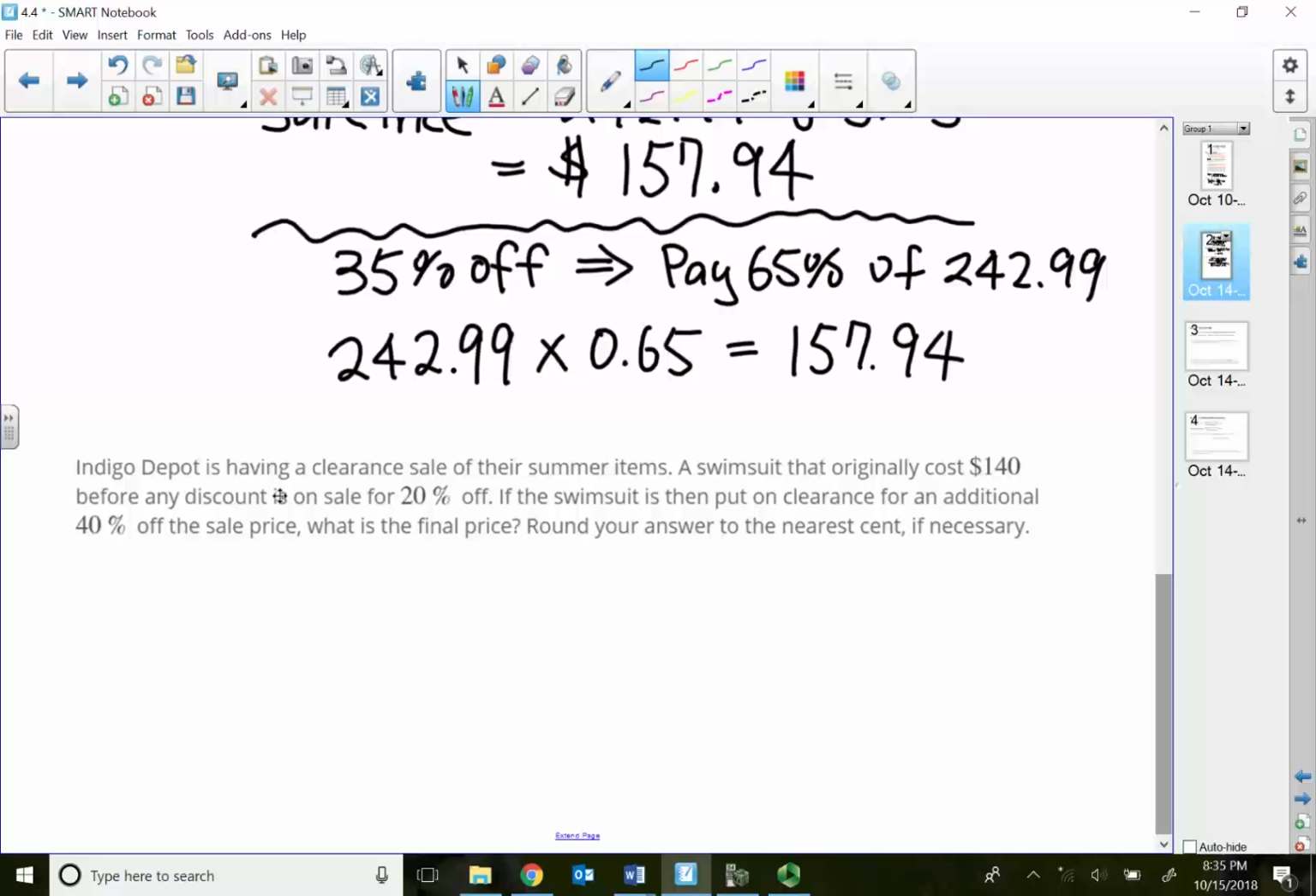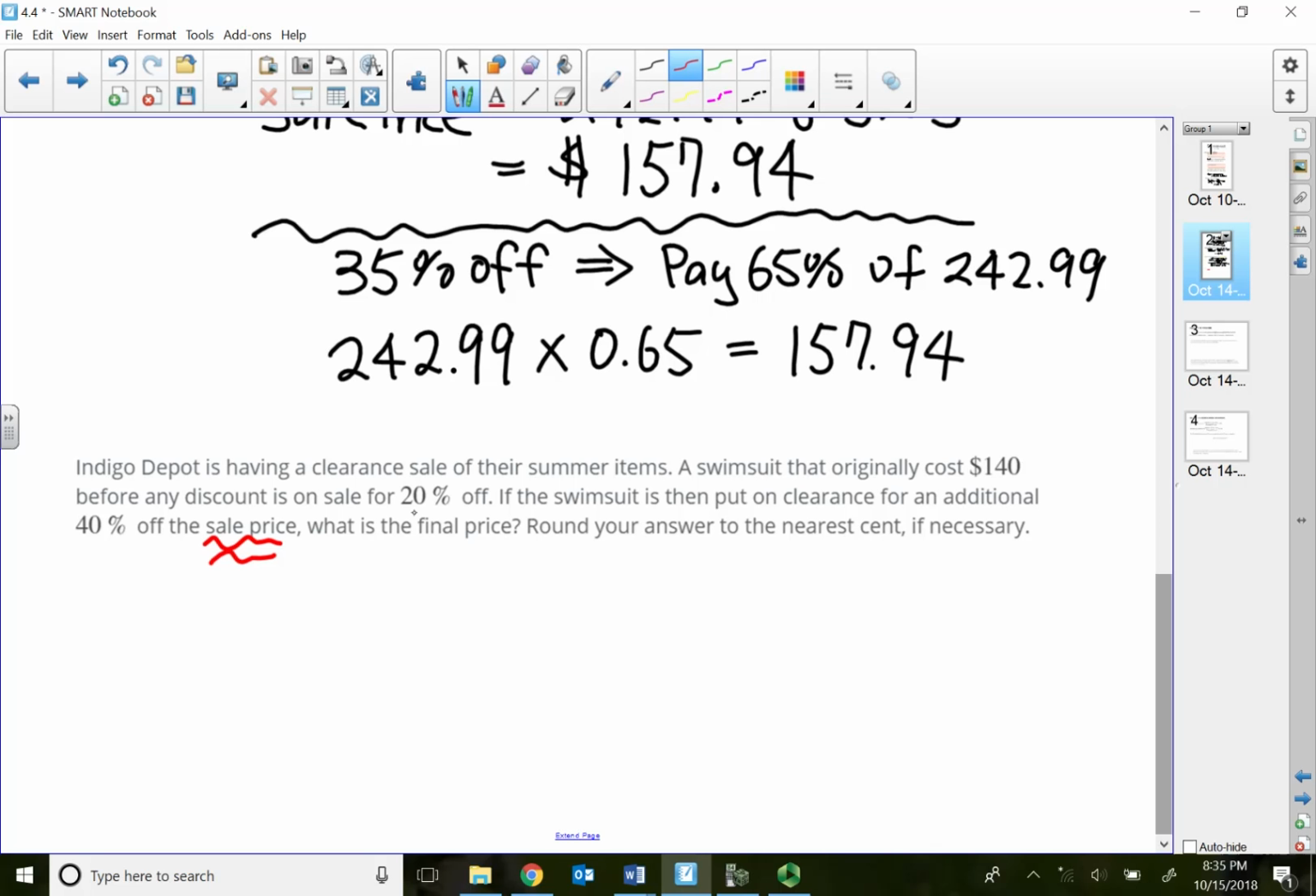All right, this is a cool question. Indigo Depot is having a clearance sale for their summer items. Assume a swimsuit that originally cost $140 before any discount is now on sale for 20% off. If the swimsuit is then put on clearance for an additional 40% off the sale price, what is the final price? The problem is worded very well. They say an additional 40% off the sale price. So what does that mean? The 140 is the original cost.